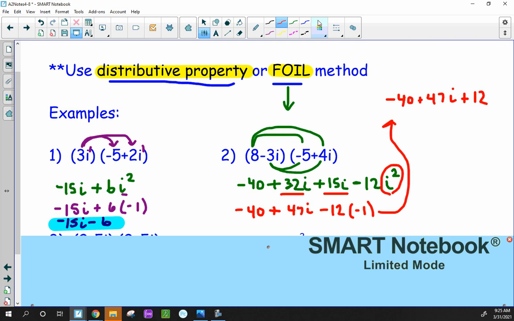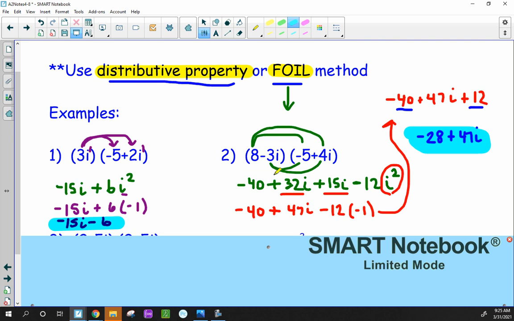Now what I want you to notice, you see three terms, this and this. These are both just real numbers, so you want to put those together. When they're like terms, you put them together. Negative 40 plus 12 is going to give you a negative 28. And then you're going to drop your imaginary number down, which is positive 47i. And that would be your answer for question 2.